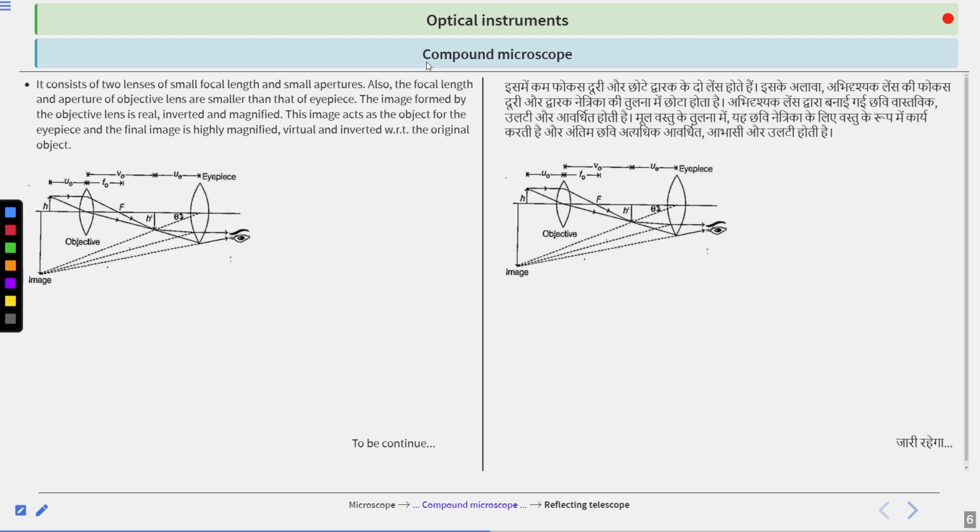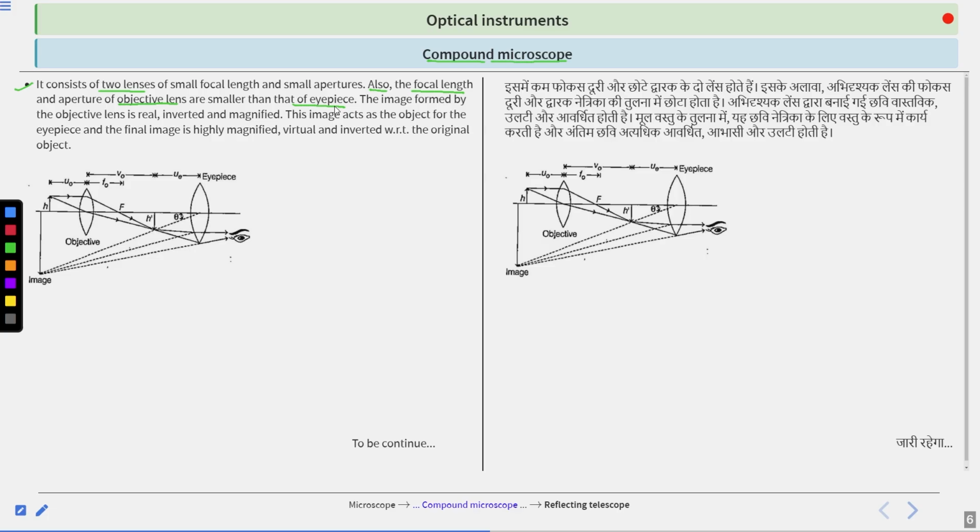Second is the compound microscope. It consists of two lenses. Listen carefully. A compound microscope consists of two lenses of small focal length and small apertures. Also, the focal length and aperture of the objective lens are smaller than that of the eyepiece.